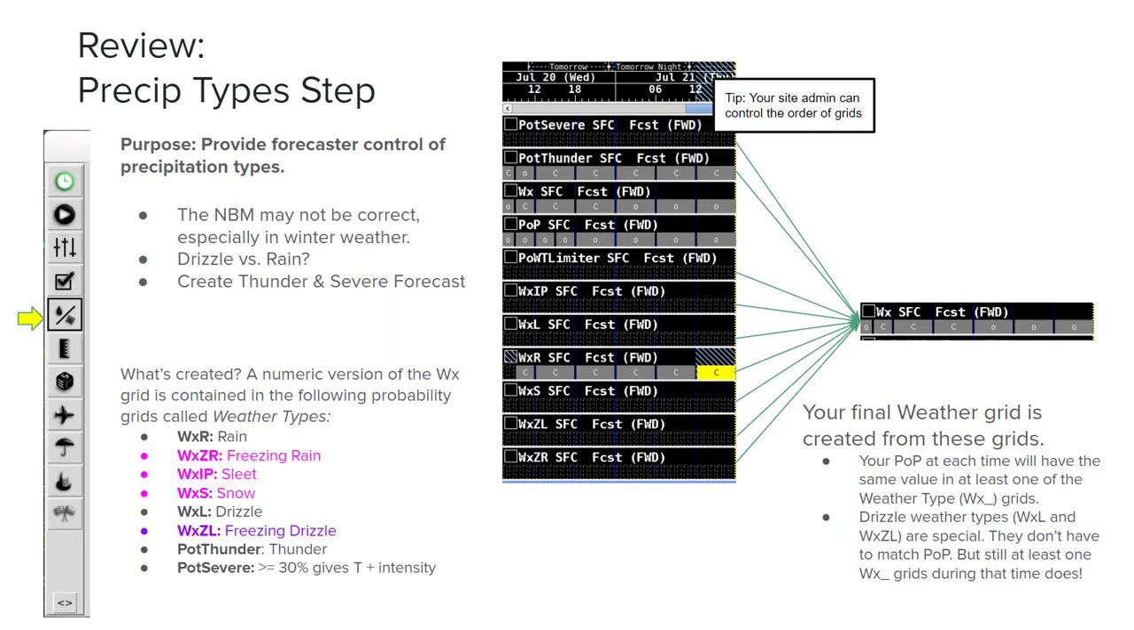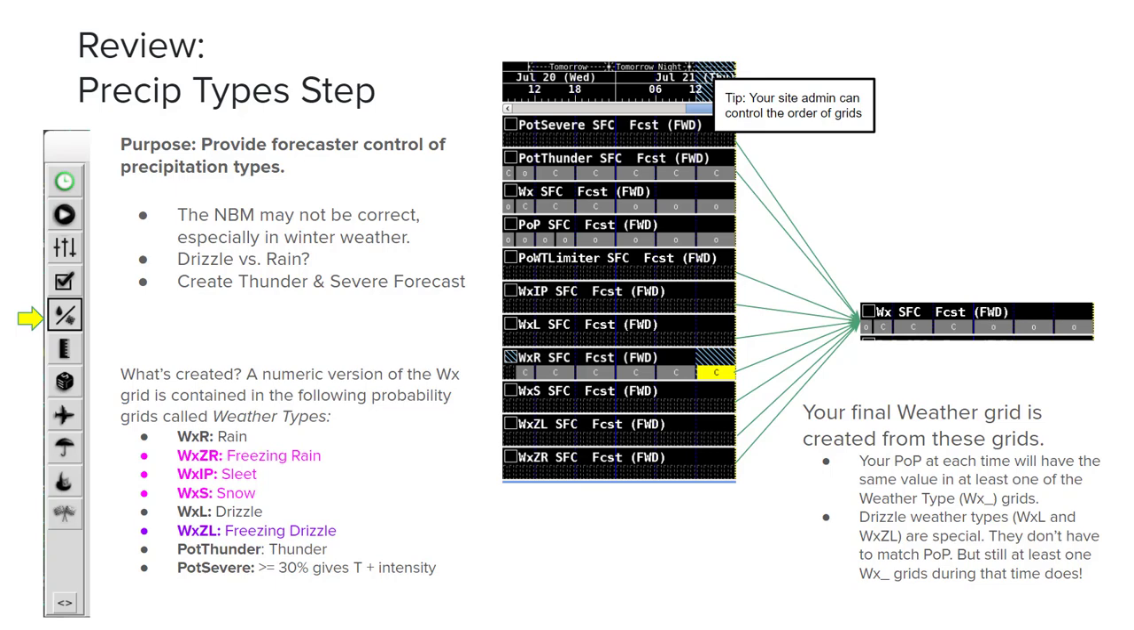Here's a quick review of the precip type step. Again, remember the purpose of this step is to provide forecaster control of the precipitation types. If you're happy with the NBM forecast, then there's really nothing to do in this step other than initializing your weather types. But obviously, with winter weather, you'll have potentially up to 6 weather type grids that could be created, which is a lot more than warm season, of course.